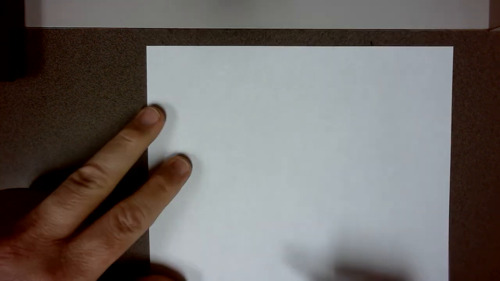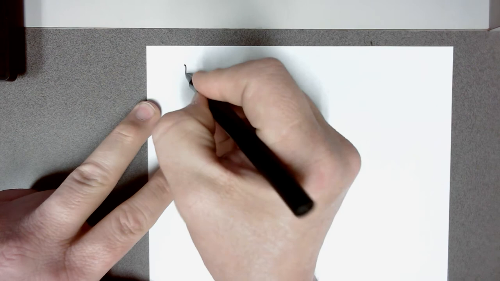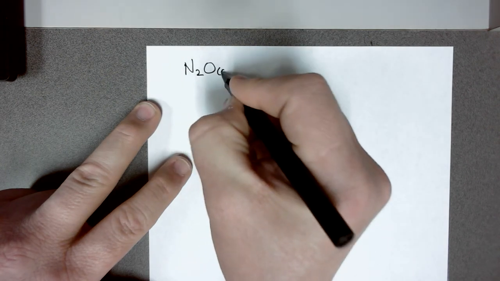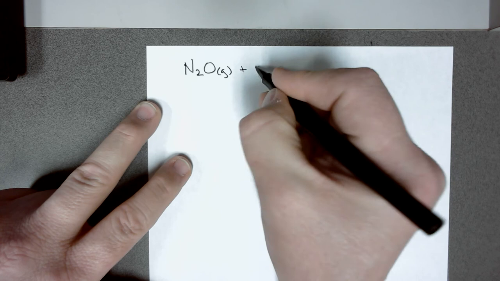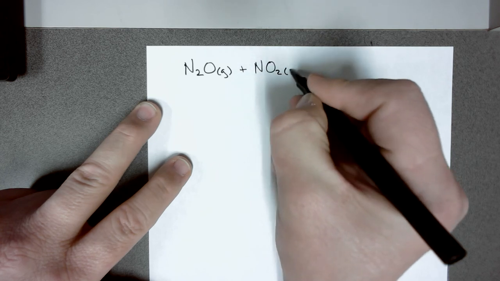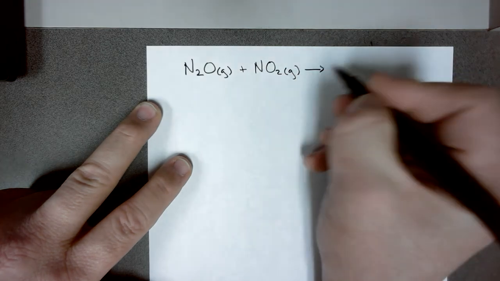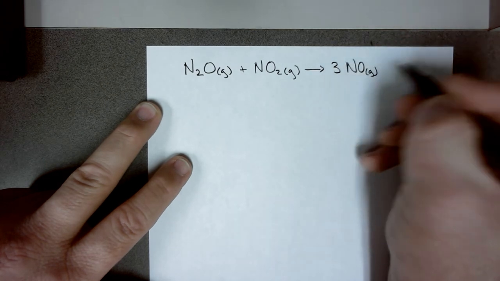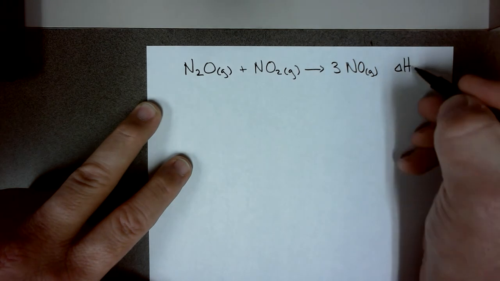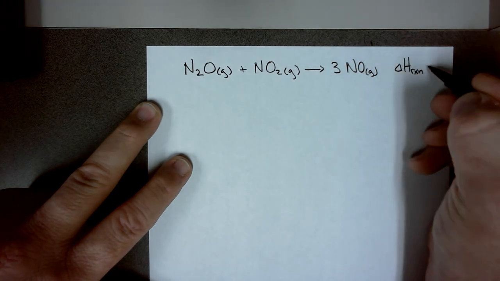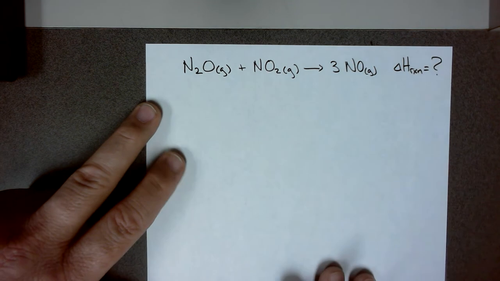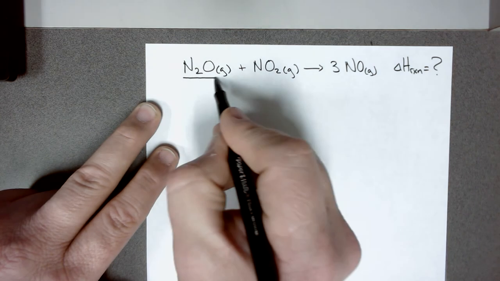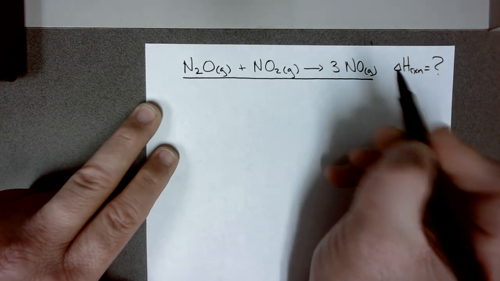Now, the original equation is going to be dinitrogen monoxide gas plus nitrogen dioxide gas produces 3 moles of nitrogen monoxide gas. And we want to know what the delta H of this reaction is. Don't know it, so we're looking for it. I'm going to underline it to show you that this is the one we want to make sure we end up with.